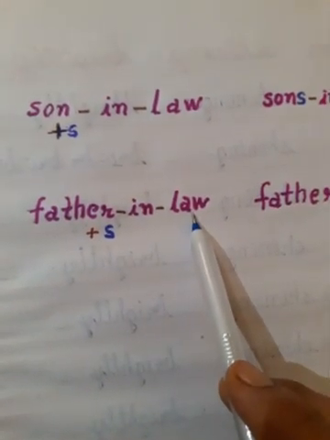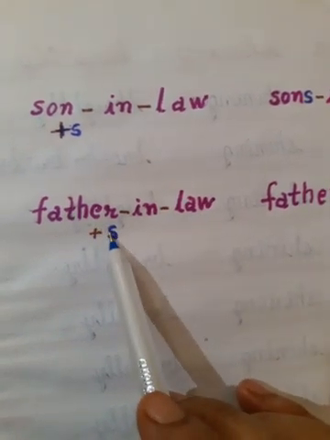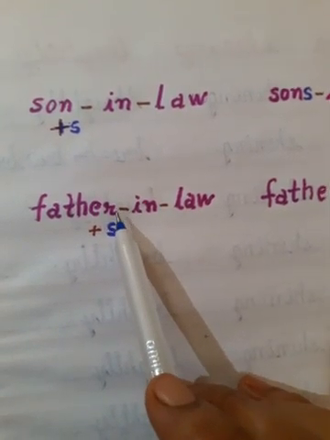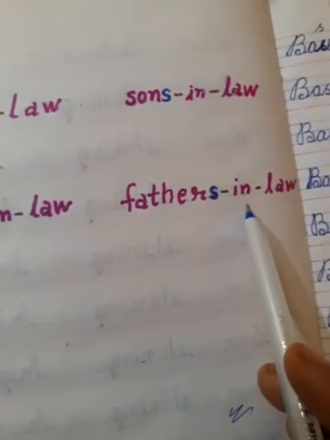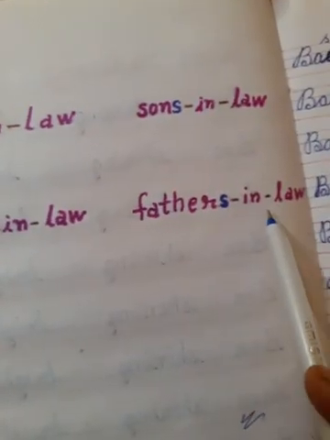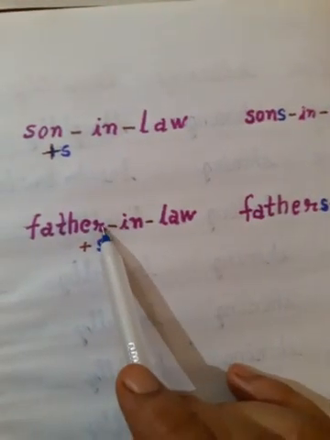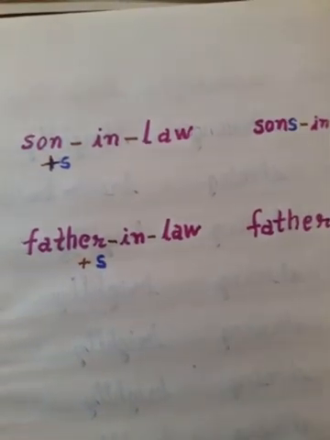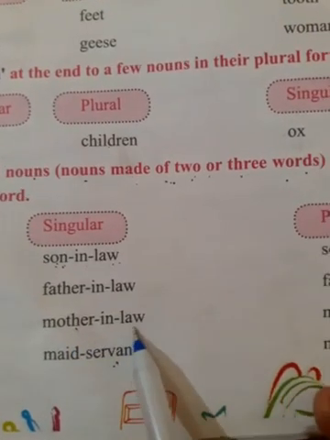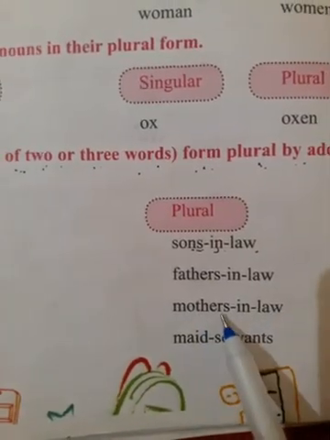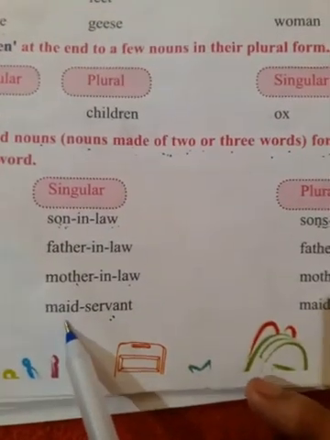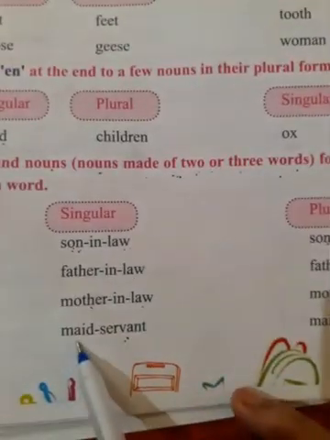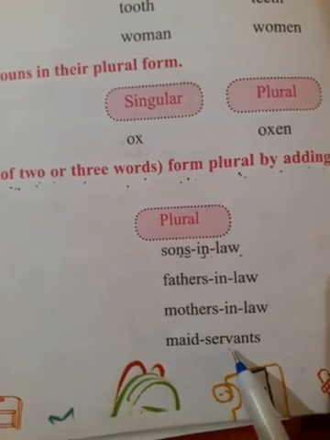One more example you see. Father-in-law. It is singular. Whereas if we add s to the main word father, then it will become fathers-in-law. It will become plural. Father-in-law, fathers-in-law. By only adding s to the main word, it becomes plural. I hope you have understood. Now let's see more examples in your book. Mother-in-law, mothers-in-law. S to the main word. Maid-servant, maid-servants. I hope you have understood rule 12.